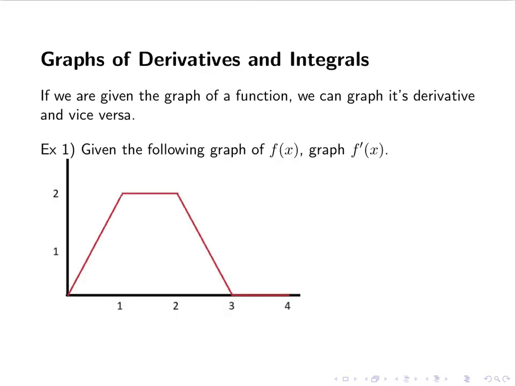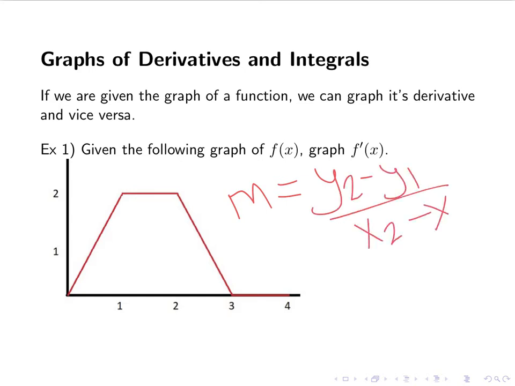So given the following graph of f of x, can we graph f prime of x? So remember that the derivative is just the slope. If I have a line, I can figure out its slope just using the formula for slope that we've been dealing with for quite a while, right? Slope is the change in y over the change in x. So again, this only works if what we have is a line. But if we look at our picture here, we have straight lines for all of them. So to find the slope, to find the derivative rather, we're just looking for the slope.